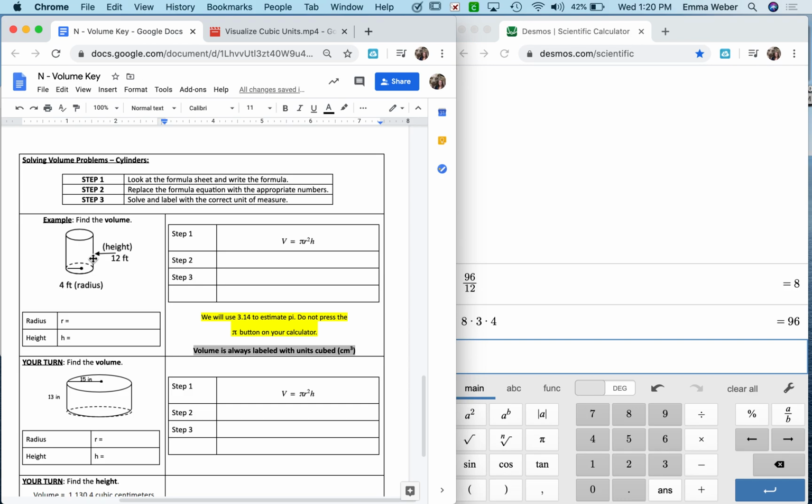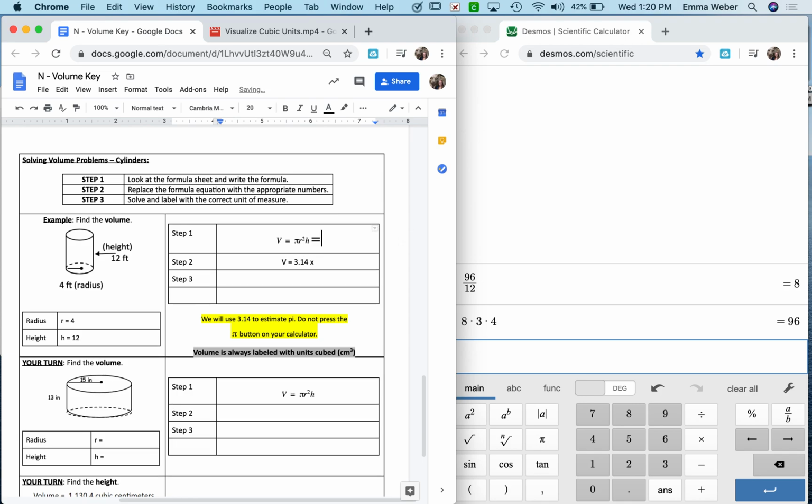So, for example, we're going to find the volume of this cylinder. The radius is labeled as 4, and our height is labeled as 12. So I fill this in by saying volume will equal pi, which is 3.14, times my radius squared. Now this is where it gets a little tricky. Remember that squaring a number means multiplying it by itself. So radius squared also means we could have rewritten this whole thing as 3.14 times r times r times h. And I'm going to rewrite that in our font that we're using to make it a little bit clearer.